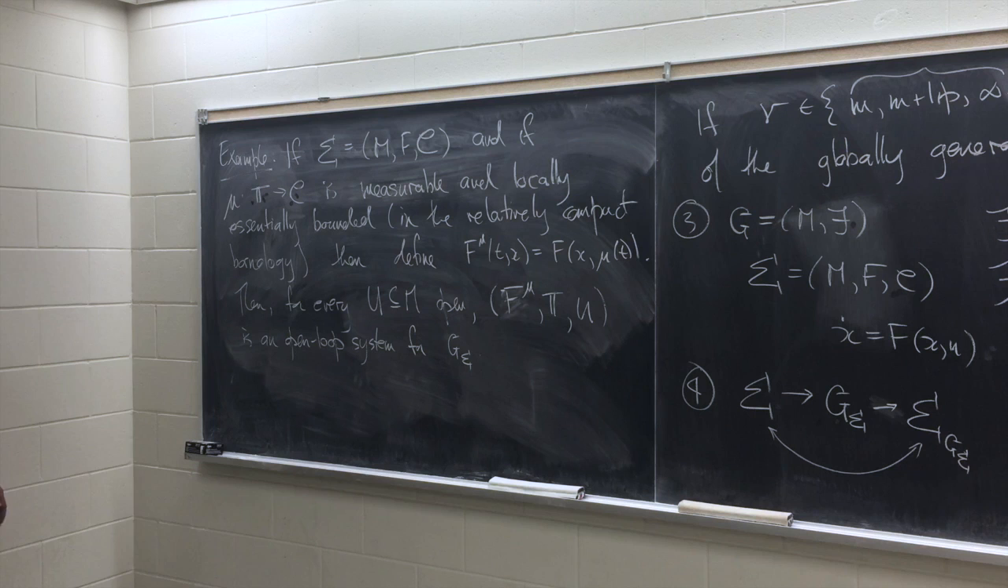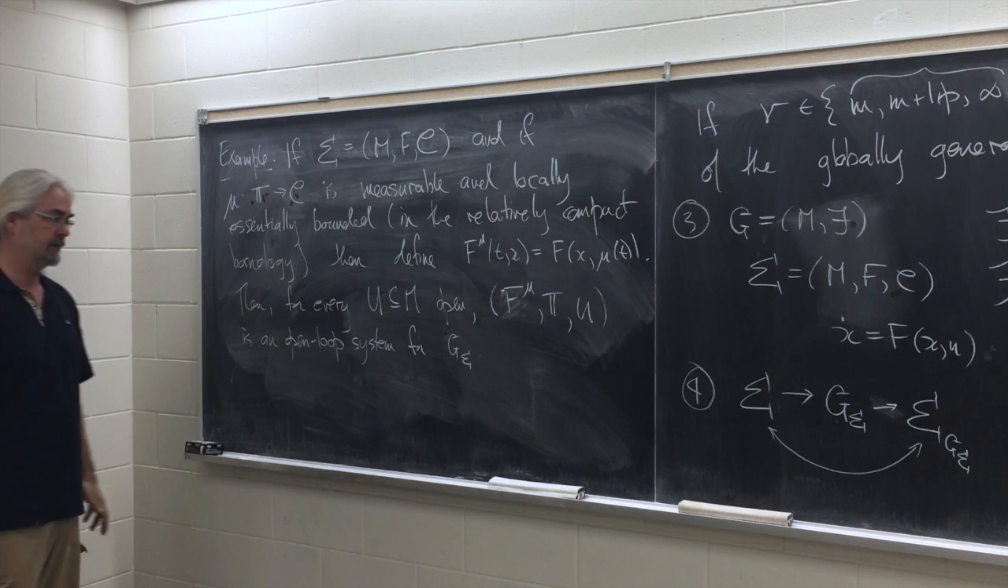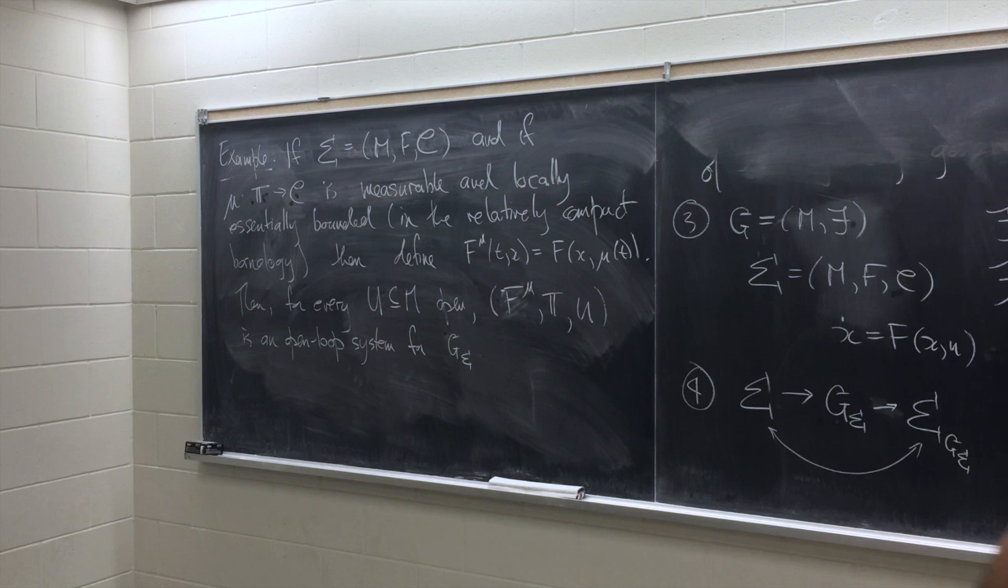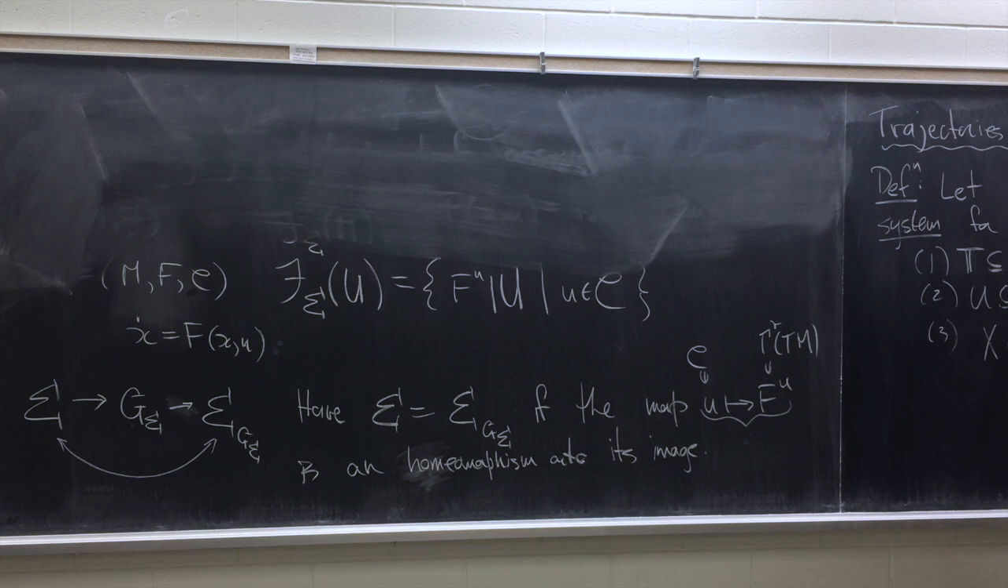Now you ask, can you have open loop systems for this which do not arise in this way? That's a question we'll get around to answering. Now the only real assertion here is that F mu lies in here, and that is a consequence of the continuity of this map. So this is why our definition of a control system is made so that this map is continuous, because we have then assertions like that.